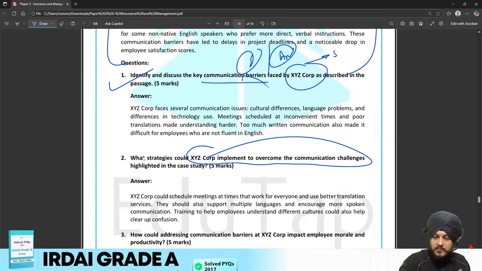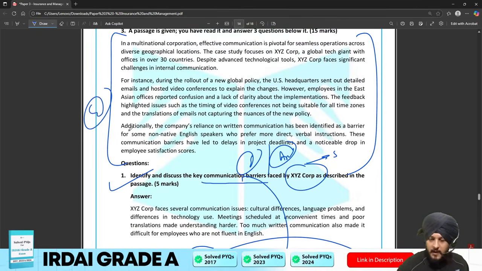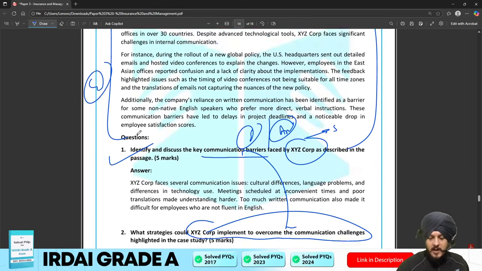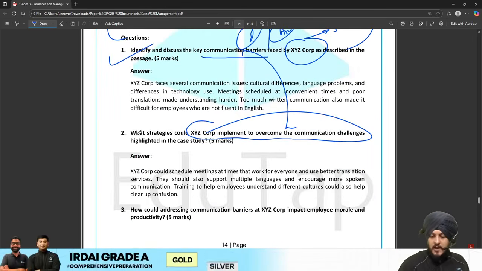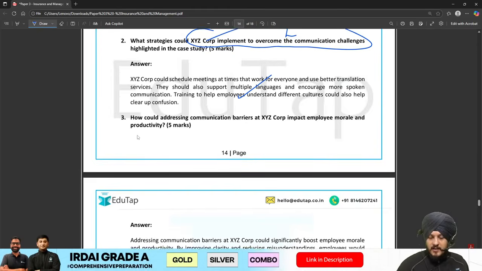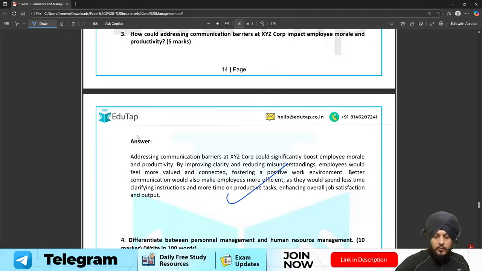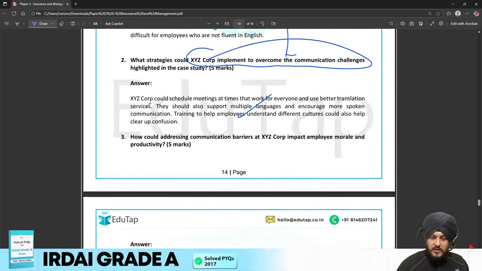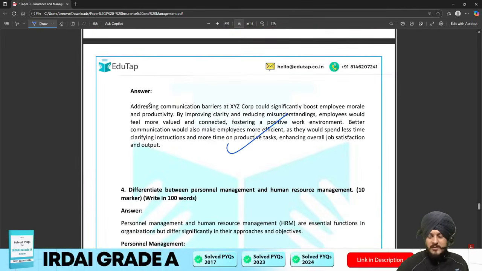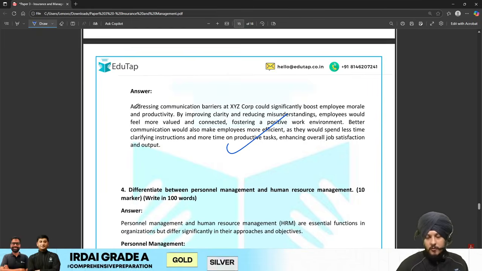So how do you overcome these barriers? In such a case, you can identify the keywords that have been mentioned and sprinkle them over there as a part of your answer, right? Then: how would addressing communication barriers impact employee morale and productivity? Then you can talk about that too based on the passage. So I would say very easy questions, and you can see the theme of the passage is related to your syllabus only, so you won't face any kind of difficulty with these types of questions.